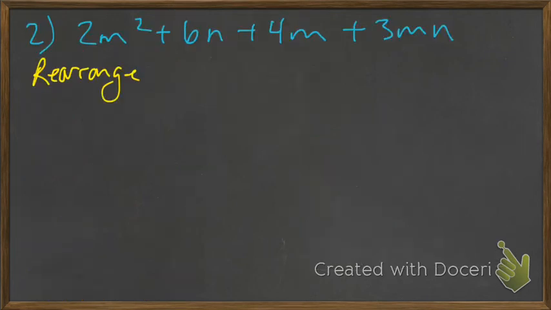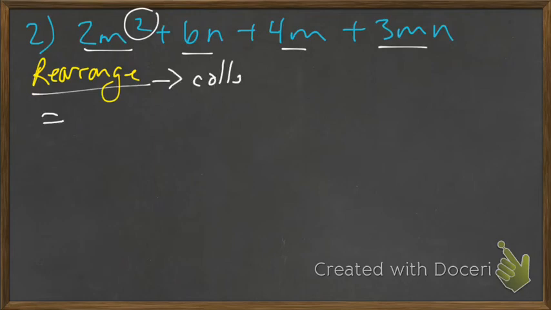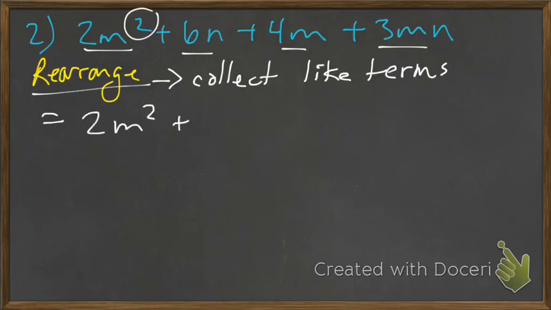Okay, we have something slightly more complicated. Now we've got multiple variables and values, and one of them's even squared. First thing I'm going to do is rearrange this to make it look a bit simpler. I'm going to just collect like terms. So 2m squared plus 4m, because I have an m variable here and an m variable here, plus 6n plus 3mn.